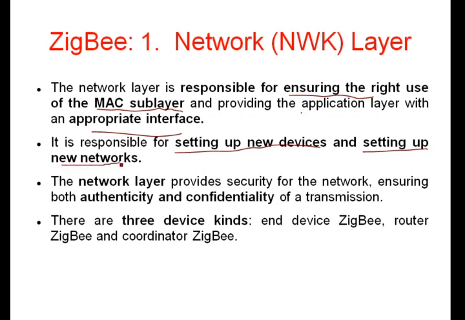Wherever a new device has been connected in a Zigbee network, the task of the network layer is to assign that device a particular ID, called the RFID, radio frequency ID. And one more task of the Zigbee network layer is to provide security to the network, ensuring authenticity and confidentiality of the network. This we have seen, the 3 devices already.